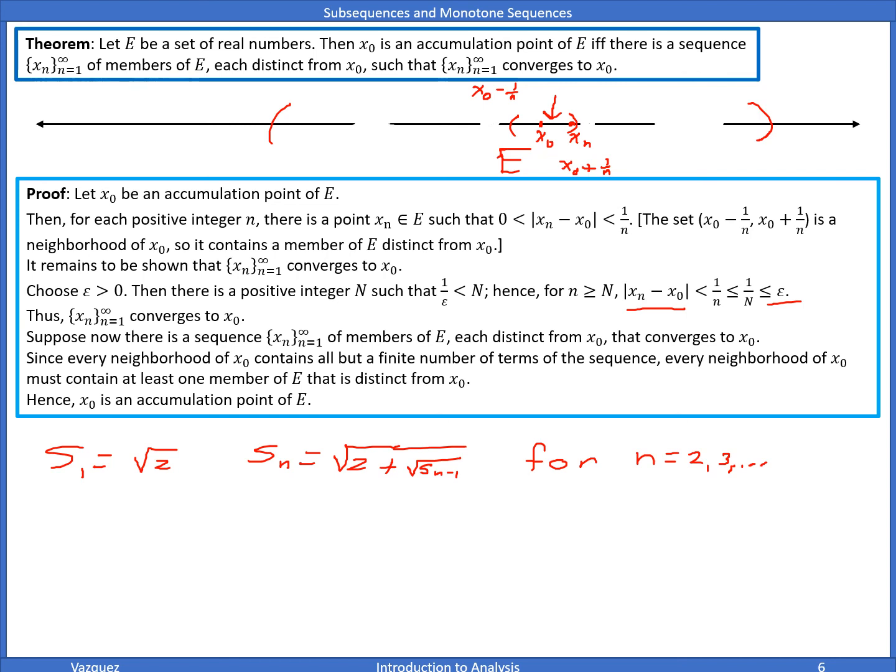But we can actually show with some algebra that this sequence is bounded by 2. So s sub n is bounded by 2, and it's actually monotone. It's an increasing sequence. So if your professor asked you to show that that sequence is convergent, it may be a bit hard to use the definition, but we can definitely show with some algebra that it's bounded by 2 and it's monotone, therefore it is convergent, using our theorem.